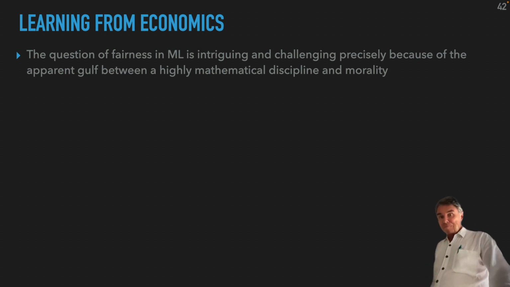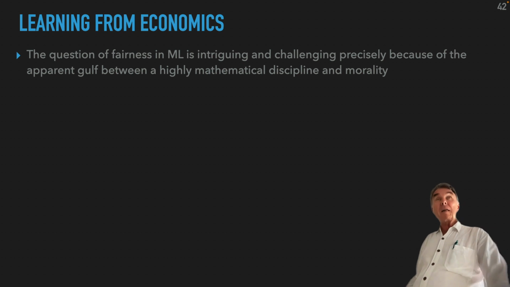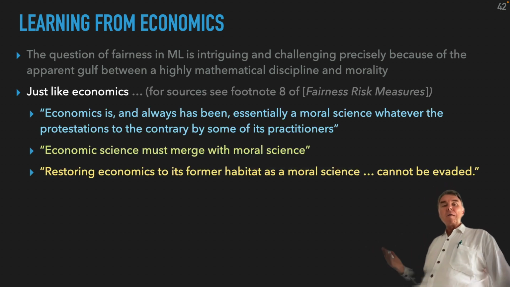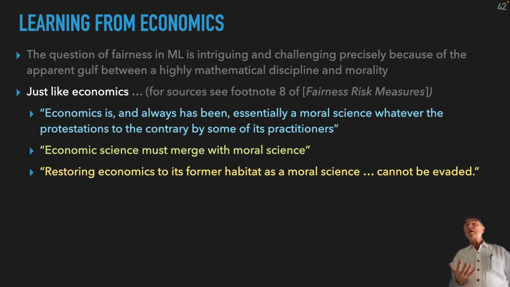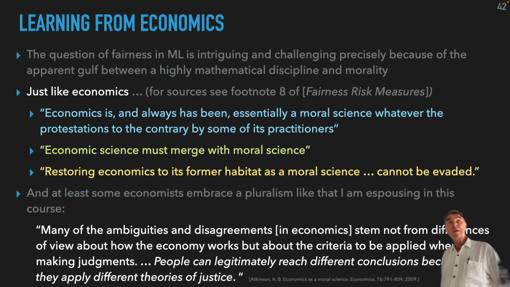So, I've already flagged that our subject is interesting because of this combination of needing to do things mathematically and worrying about ethical concerns. The economists have realized this as well. So these are essentially a set of quotes that I found. The sources are in a footnote in the paper. Economics is essentially a moral science, whatever the protestations to the contrary by some of its practitioners. Economic science must merge with moral science, right? Anyway, they're all kind of saying the same thing, but these are all different people. They come to the same conclusion.